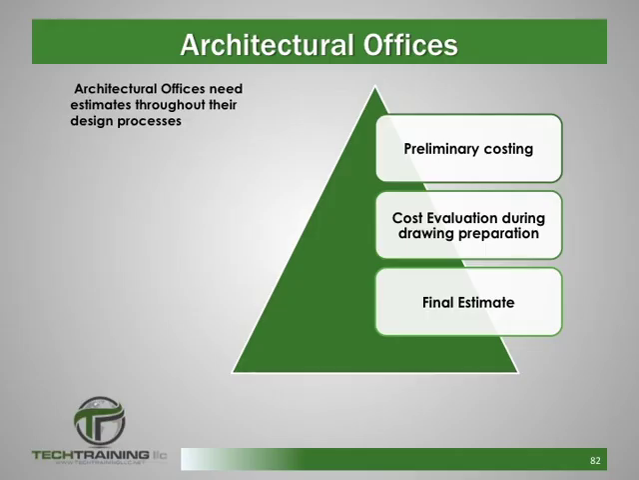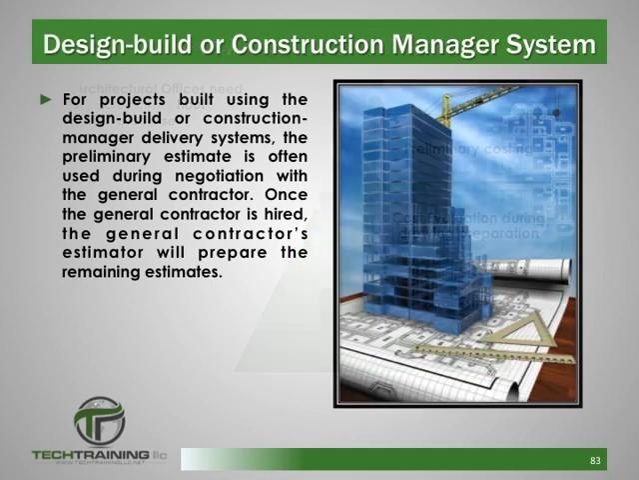As an example, architectural offices need estimates throughout their design processes. Preliminary estimates, cost evaluation during drawings, and final estimates are all prepared during the design processes at architectural firms. For projects built using the design build or the construction management delivery system, the preliminary estimate is often used during negotiation with the general contractor. Once the general contractor is hired, the general contractor's estimator will prepare the remaining estimate.